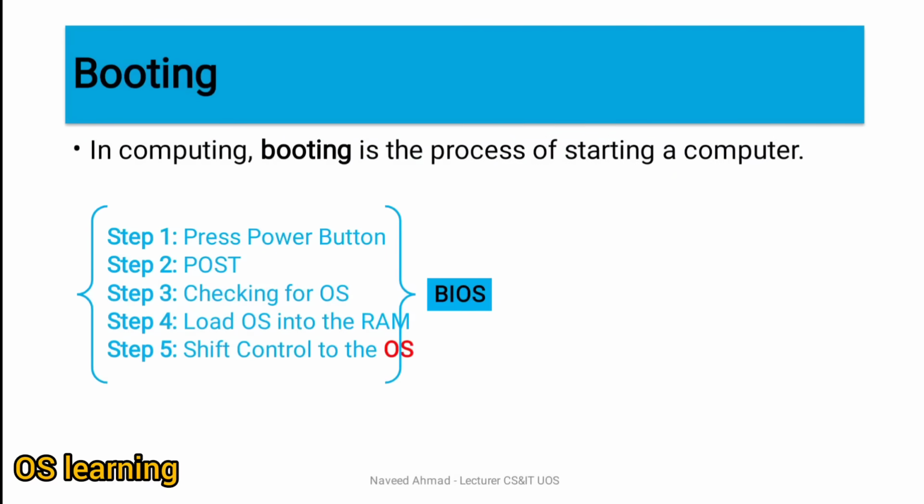So, booting. In computing, booting is the process of starting a computer, like pressing the power button. Next we have the BIOS, which we all know. The first step is to press the power button. Next we have the POST, then checking for the operating system, then loading the operating system into the RAM, and shifting control to the operating system. This process is known as booting.